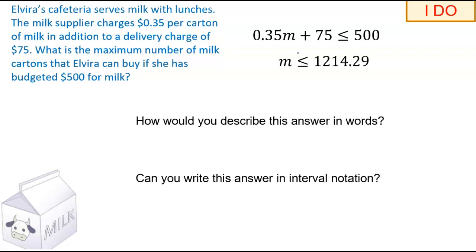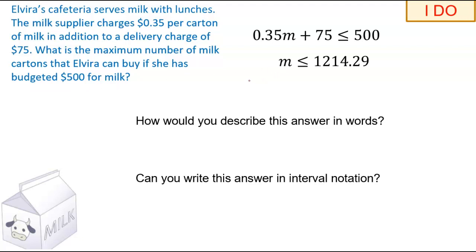Okay, so we've summarized this up here. We use the variable m in this case. M is less than or equal to 1214.29. How would we describe this answer in words? So this was a story problem, right? They actually asked us a question. What is the maximum number of milk cartons that Elvira can buy if she has budgeted $500 for milk?